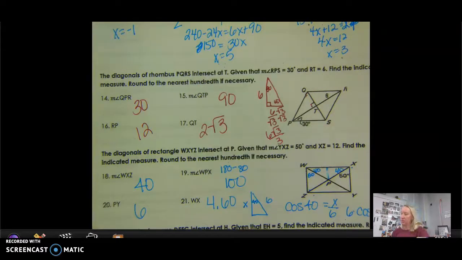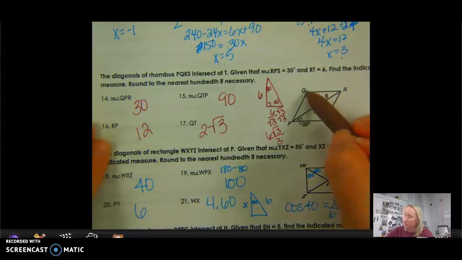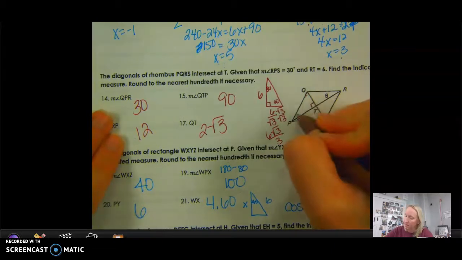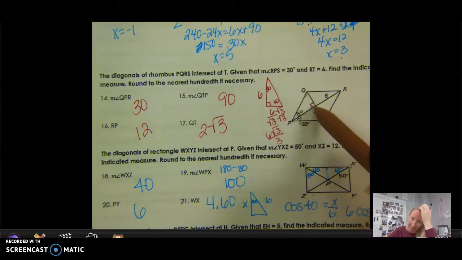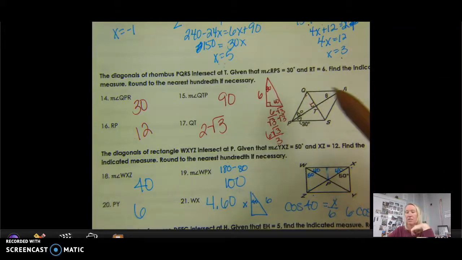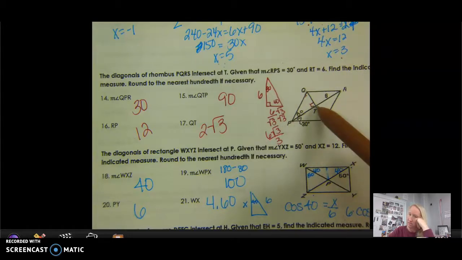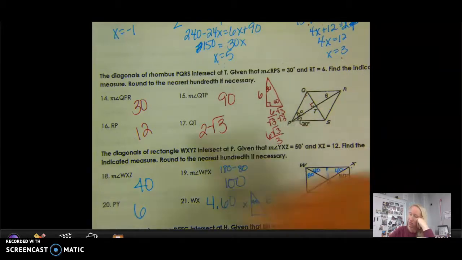Okay, let's go through and talk about these. So Q to P to R would be this guy. That is 30 degrees because this diagonal bisects it. That's a property of a rhombus. Q to T to P, this angle, that's a 90-degree angle because the property of the rhombus says the diagonals meet at a 90-degree angle. R to P would be the whole way, so if half the way is 6, the other half would be 6, so together that makes 12.